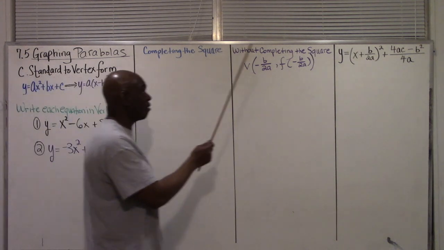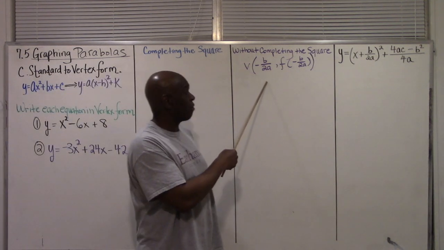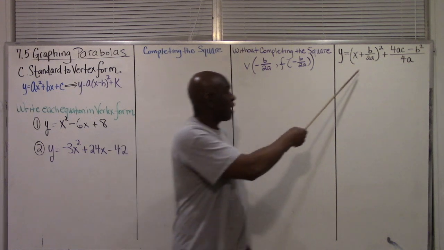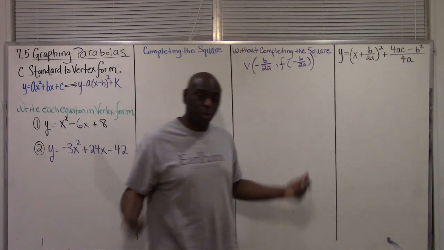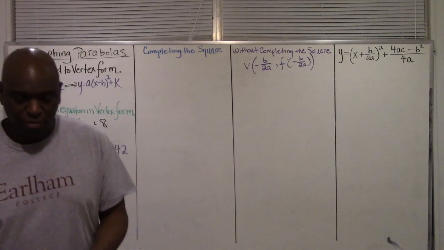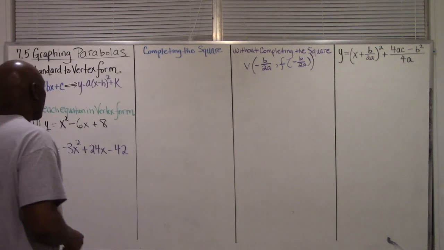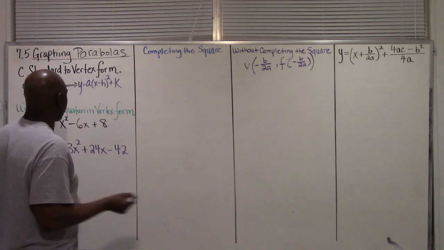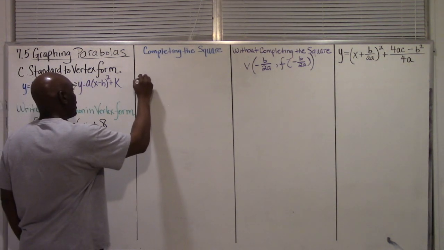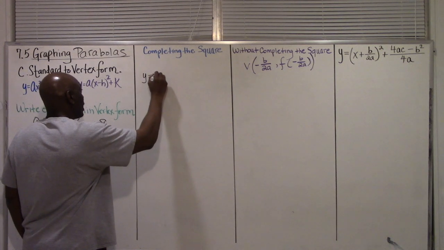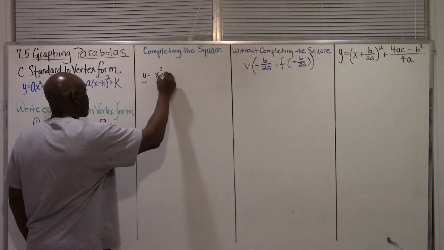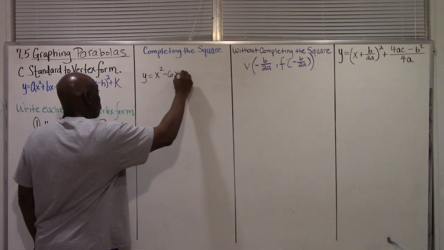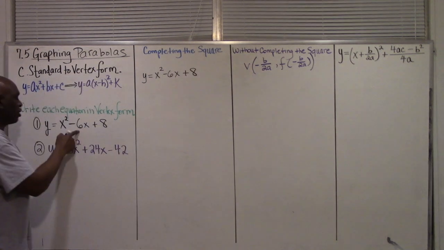By completing the square, without completing the square, using the vertex, and have an algorithm here, or formula. We're going to use all 3 of them, okay? All right, let's go. Here we go. Way 1, by completing the square. This one is a process. Watch this. So we have y equals x squared minus 6x plus 8. That's example 1.